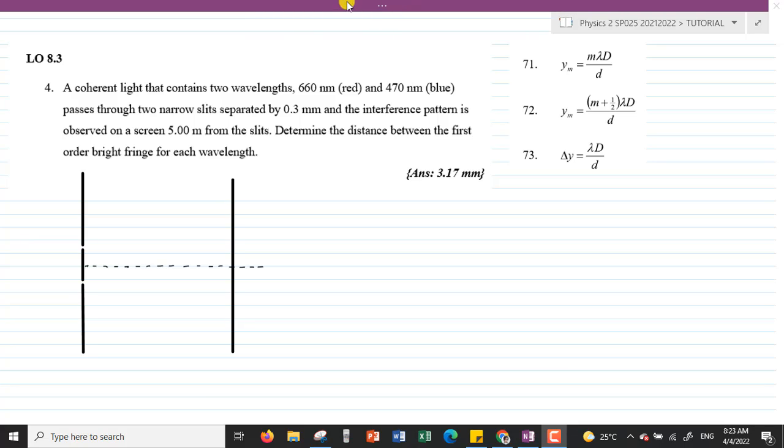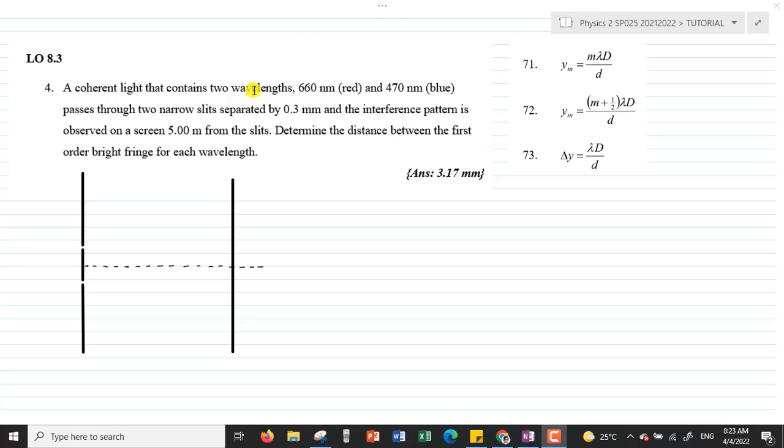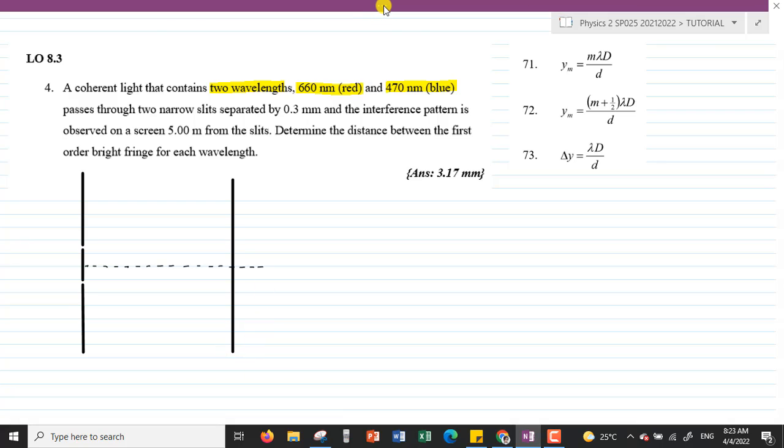So class, question 4: we have a coherent light source that contains two wavelengths, 660 nanometer red and 470 nanometer blue. They pass through two narrow slits separated by 0.3 mm, and the interference pattern is observed on a screen 5 meters from the slits.